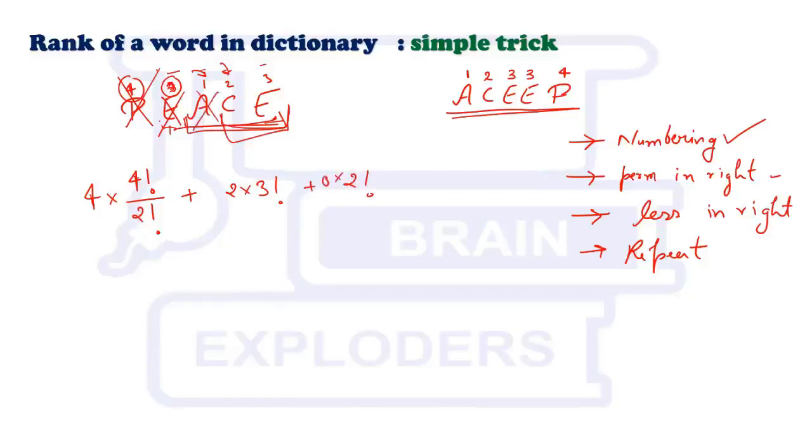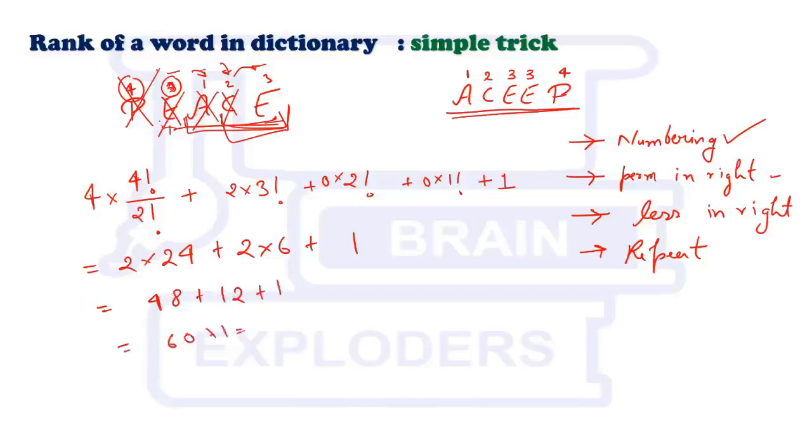In case of C also, how many permutations are possible? 1 factorial. And how many numbers are less than 2? None. 0. And in last, add 1 for the rank. So this is the rank: 2 into 24 plus 2 times 6 plus 1, which is 48 plus 12 plus 1, 60, plus 1, 61.